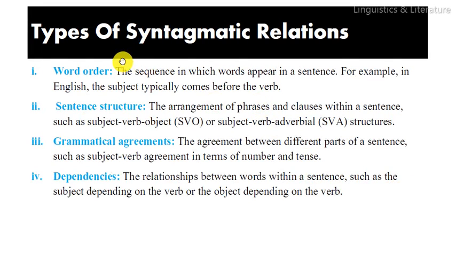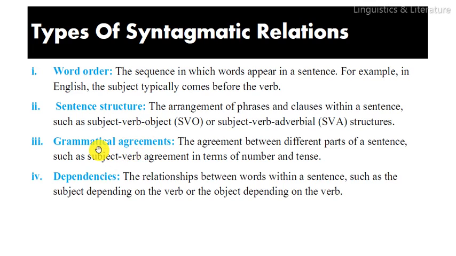Okay, now let us know about the types of syntagmatic relations. Number first is word order. The sequence in which words appear in a sentence is called the word order. For example, in English, the subject typically comes before the verb. Number second is the sentence structure. The arrangement of phrases and clauses within a sentence, such as subject, verb, object, or subject, verb, adverbial structures.